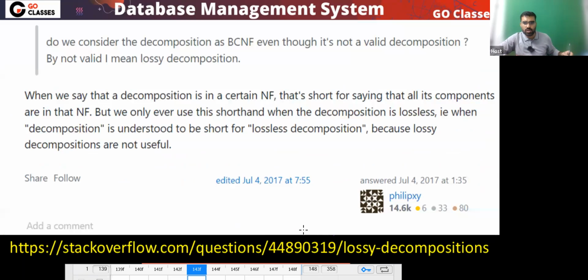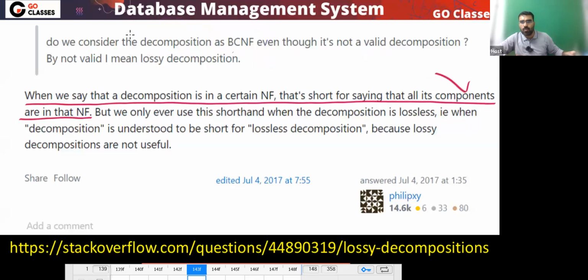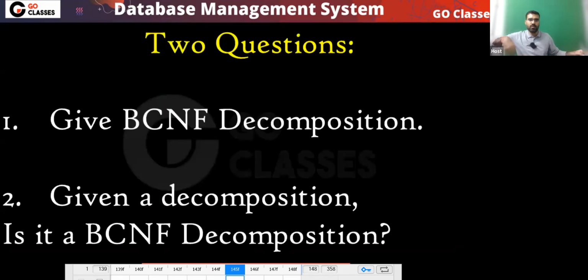Similarly, you can also see this on Stack Overflow. This is the Stack Overflow link. Do we consider a decomposition as BCNF even if it is lossy? Your decomposition is lossy. Can you still call it BCNF if every sub-relation is in BCNF? The answer is yes. If you want to check which normal form a certain decomposition is in, all you have to check is that each component must be in that normal form. But of course, this is not a good database design. So this is what I want to tell you.